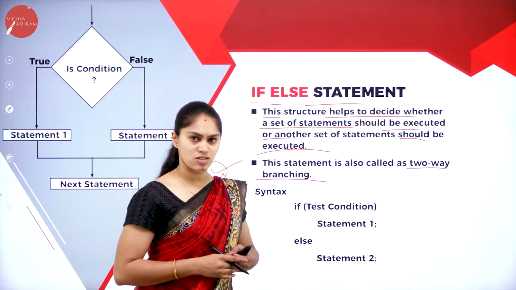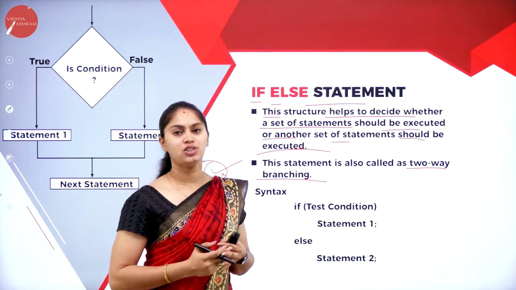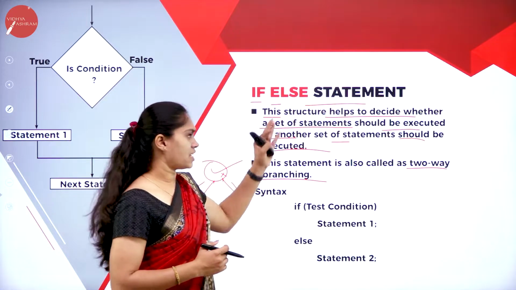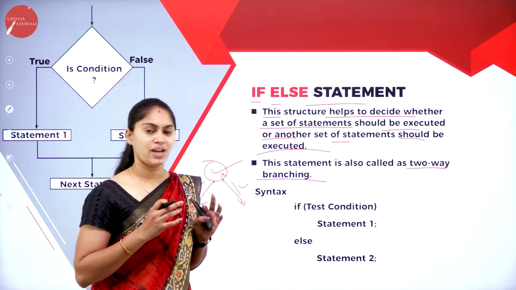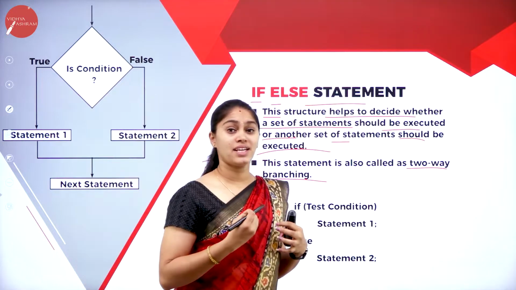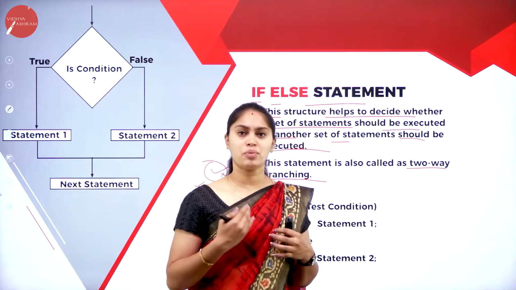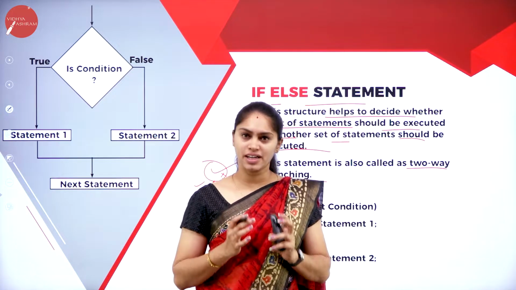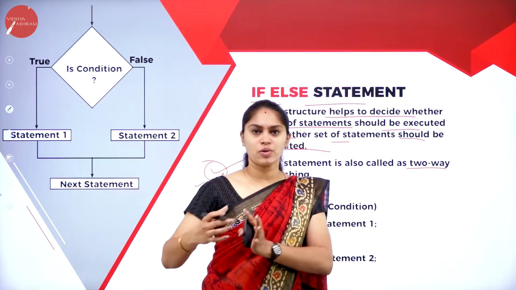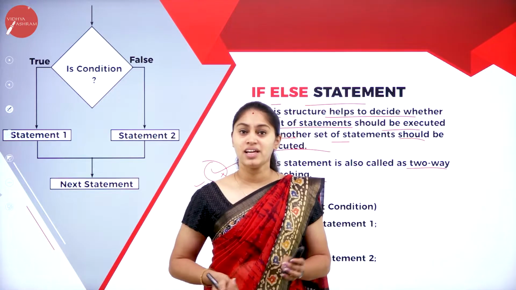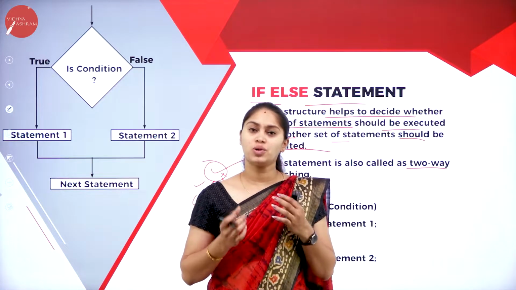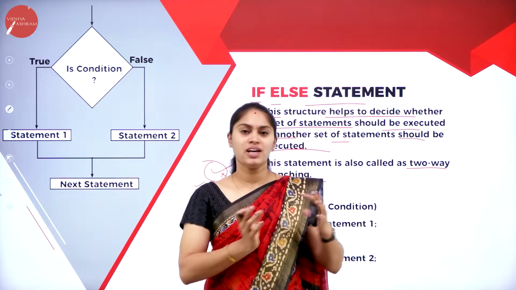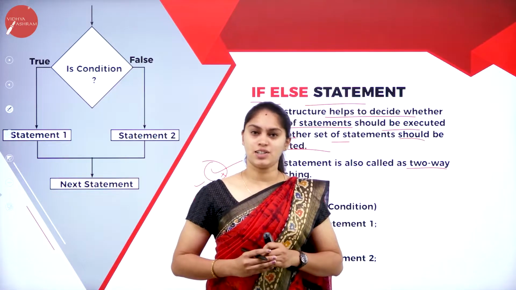Which statement is also called one-way branching and two-way branching? The if else statement is also called two-way branching. Why? Because based on the test condition, we are making a possibility out of the condition. If the condition is true, or if the condition holds good, then we are going to execute a set of statements. What if the condition becomes false, or does not hold good? Then we are going to execute another set of statements.